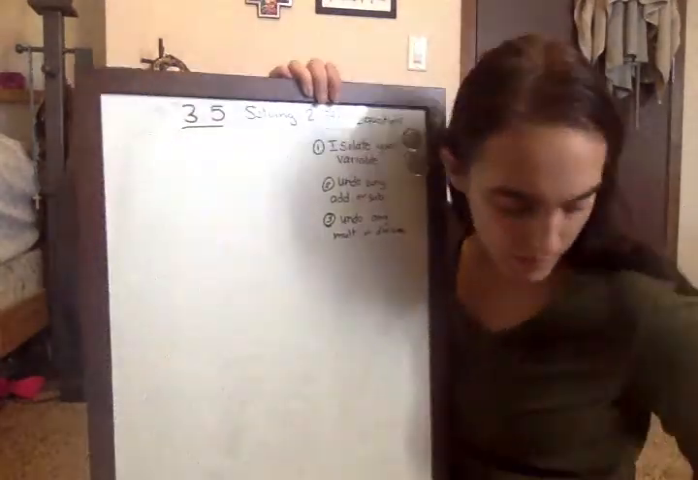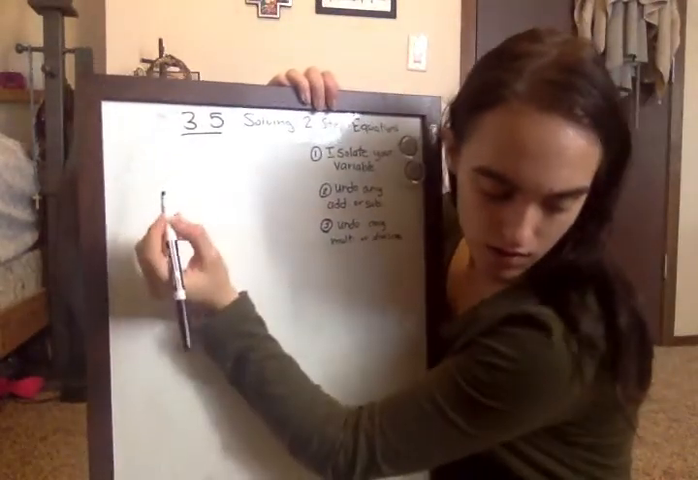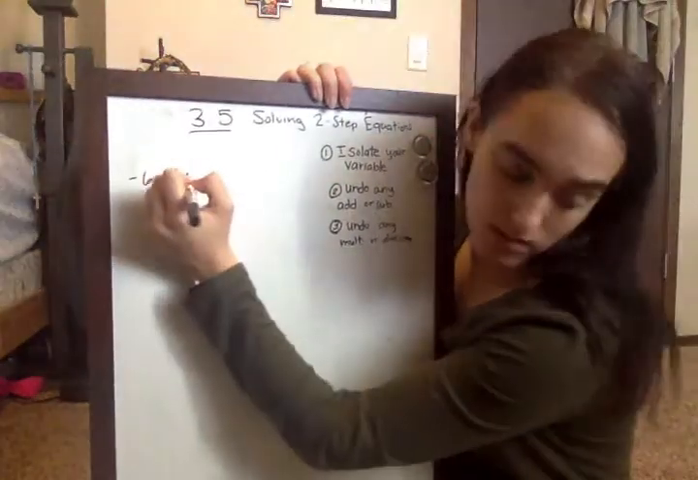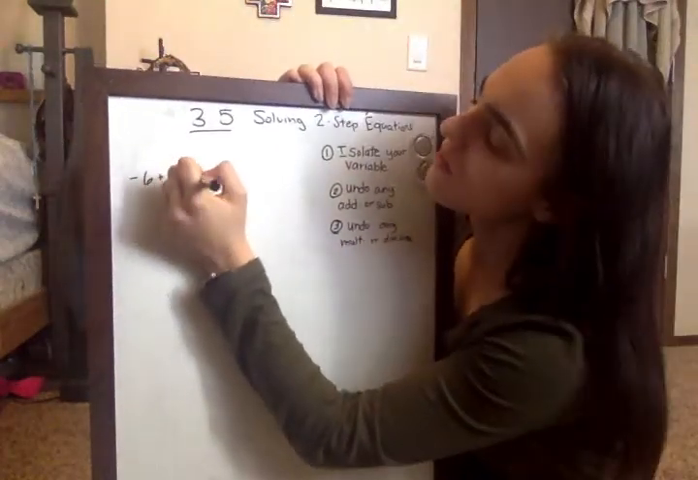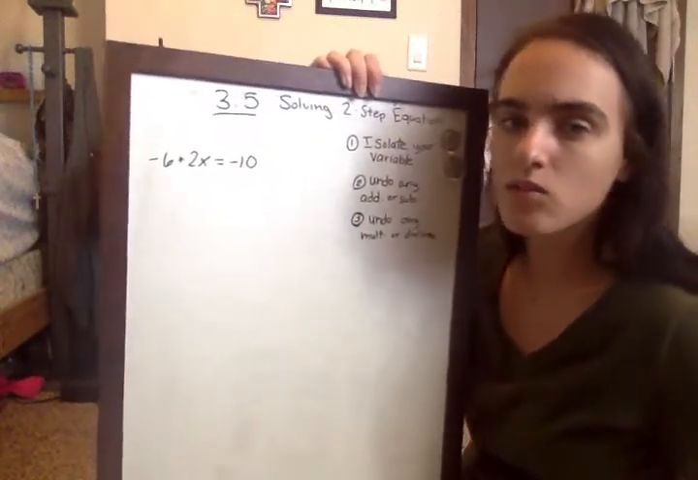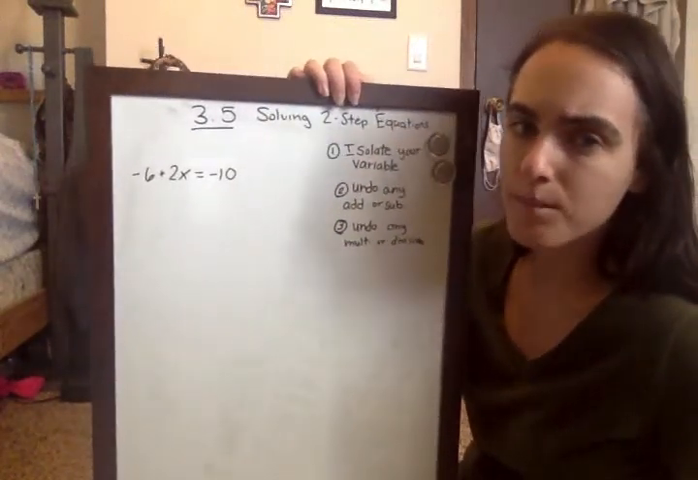Let's look at another problem, huh? -6 plus 2x equals -10.